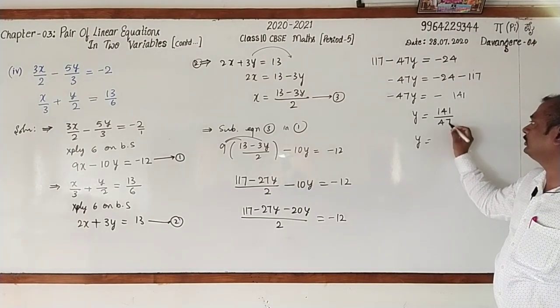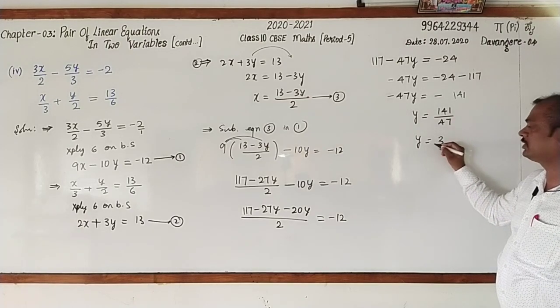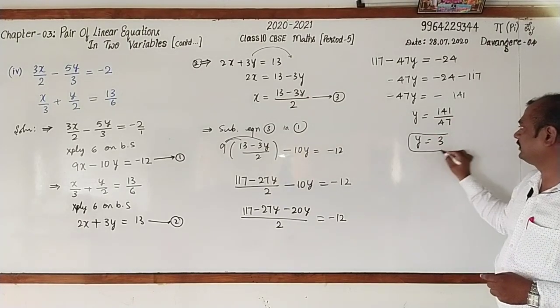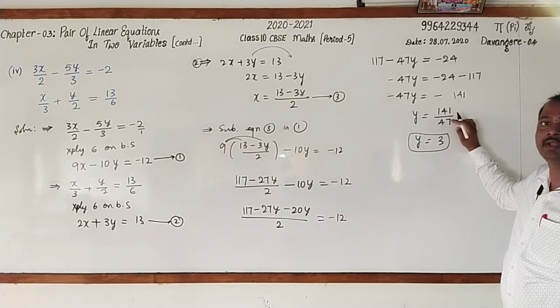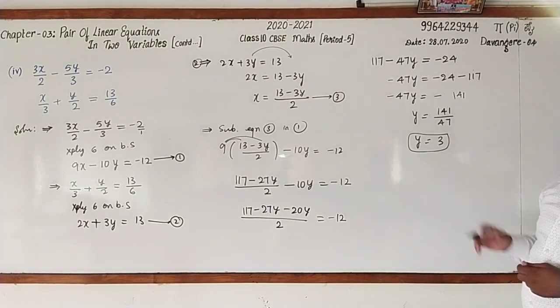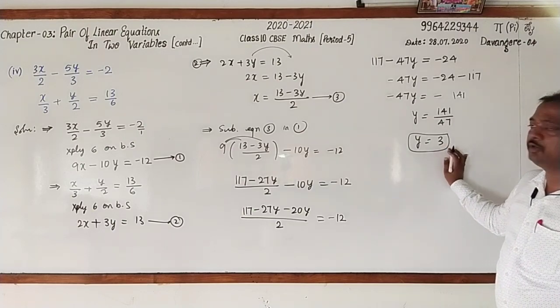Y is equal to, see, 1s are 3s are. Very simple. 43s are 120, 7 3s are 21. 120 plus 21, 141. Now we got the value of y.